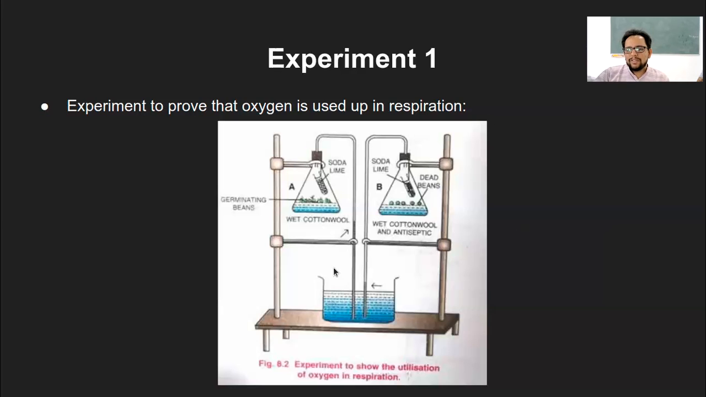So in this situation also, what we usually do is we keep a control setup where everything else is the same except the main sample. In this case, the main sample was germinating seed, and here it was the boiled or dead seed. And that way, this setup also acts as the control setup.